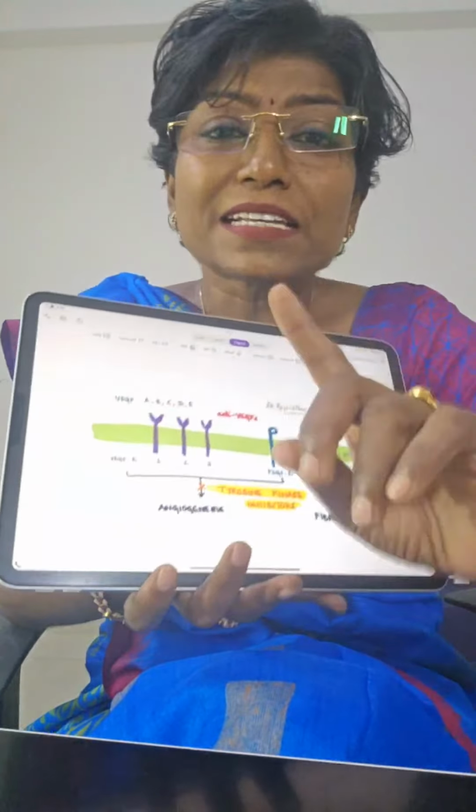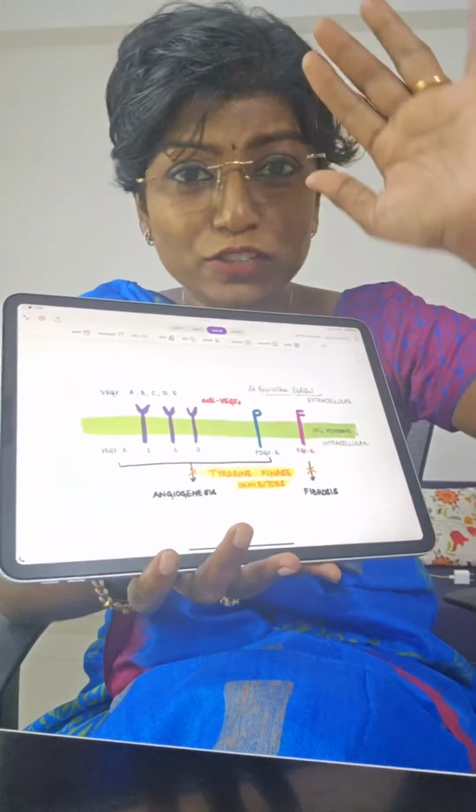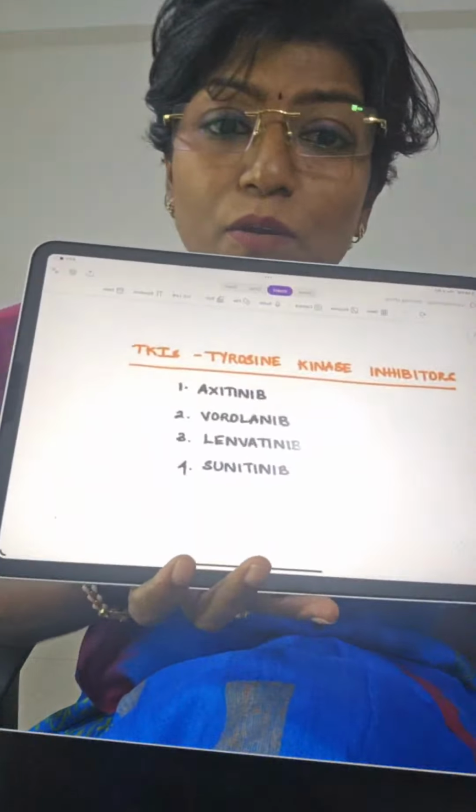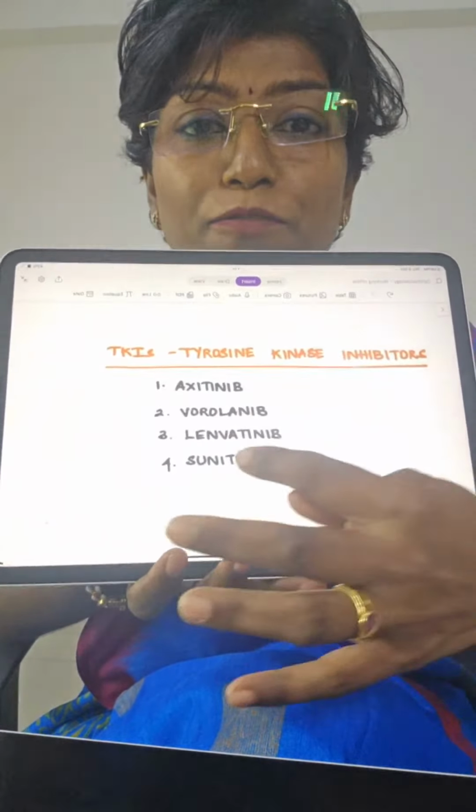So now this tyrosine kinase inhibitor doesn't block your angiopoietin. So angiopoietin still continues to act. Now what are the drugs? So the drugs, we have used sunitinib before.